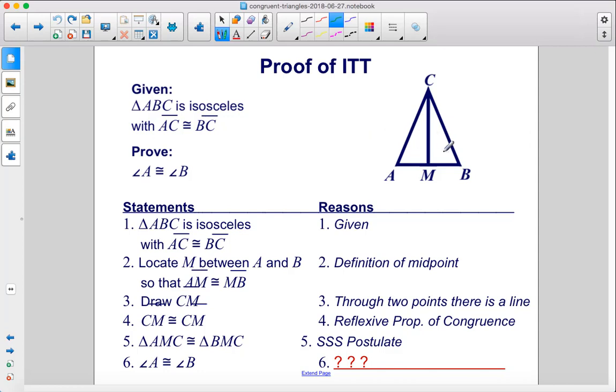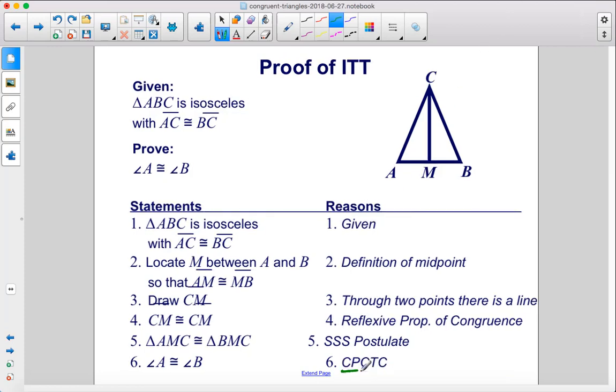Alright, and because these two triangles are congruent to one another, we know that angle A is congruent to angle B because corresponding parts of congruent triangles are congruent. CPCTC.